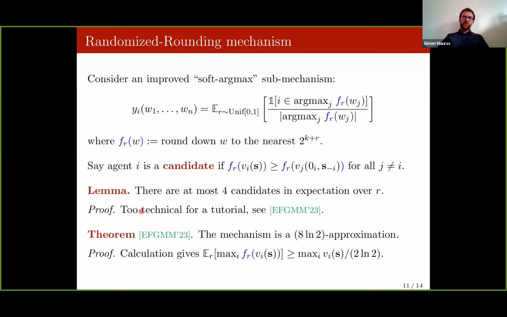I'm not going to give you the proof. This is too technical for a tutorial. If you want to see it, you can have a look at this paper from last year. And the good thing is, using this bound of 4, we will be able to set the constant C equal to 4, and we will obtain an 8 ln 2 approximation because of this inequality that I wrote, multiplied by the factor 4 that we get from the scaling down in the mechanism to ensure feasibility. Okay, so overall, that's how you can achieve a constant approximation, even if you don't know the valuation functions.